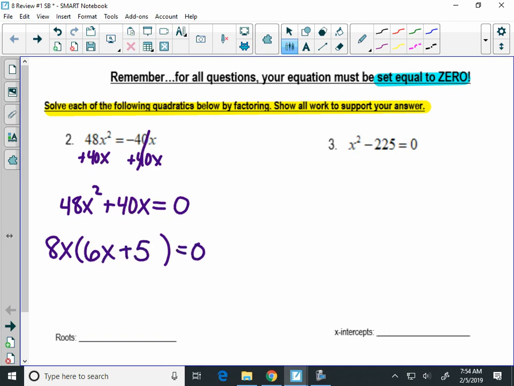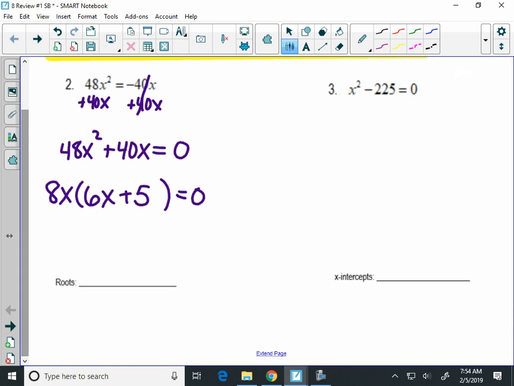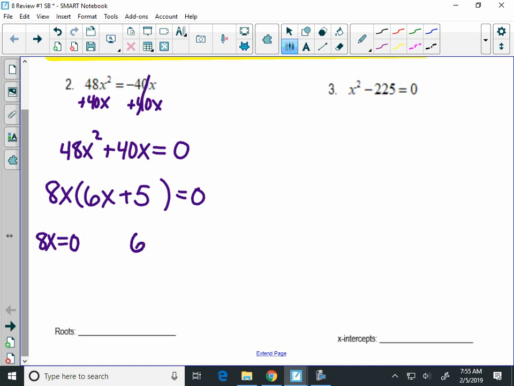Now that I'm in factored form, what I do is I have to use the zero product law, which says that I take each factor and set it equal to 0. Every factor with an x. So here I'm going to take 8x and set it equal to 0, and take 6x plus 5 and set it equal to 0. Now I solve each of those mini equations for x in order to get my solutions.